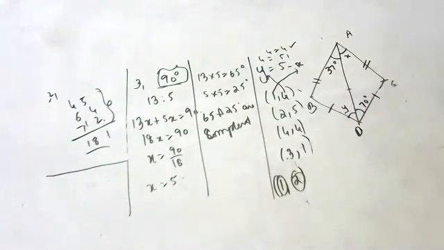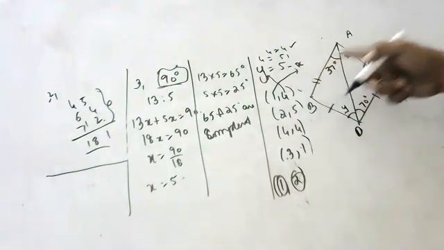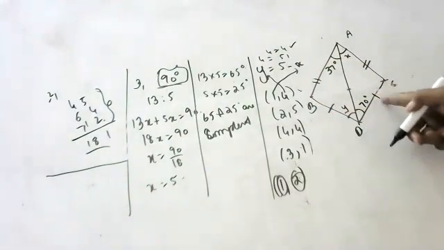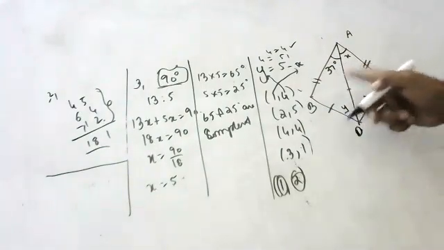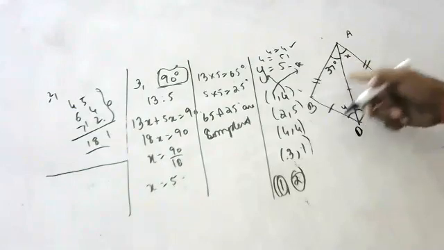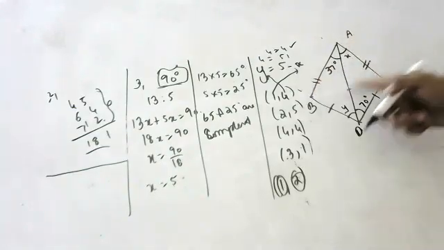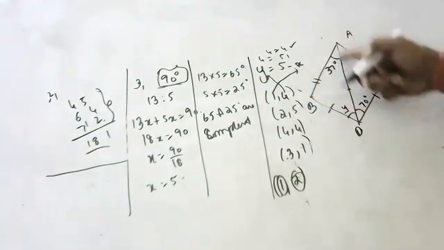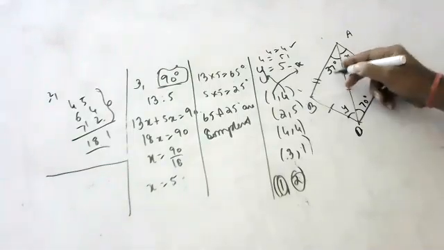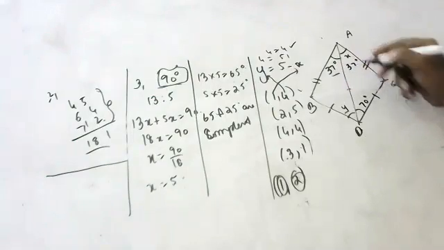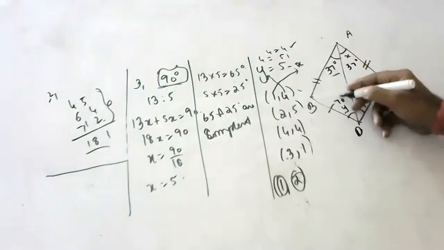If I remove this middle line, children, this side is equal to this side, this side is equal to this side, and this is the common side. Both triangles are congruent. This is equal to this, he only gave. This is the common side, so both triangles are congruent. By CPCT, if this is 37, this is also 37. If this is 70, this is also 70.